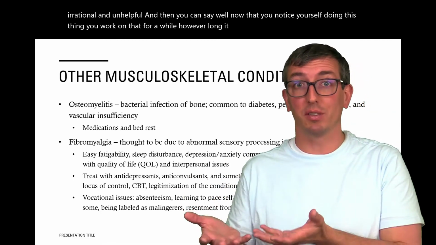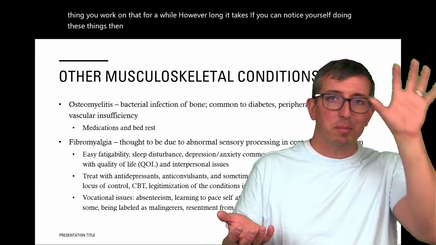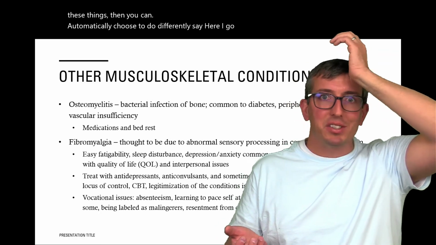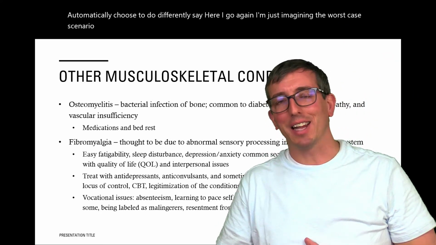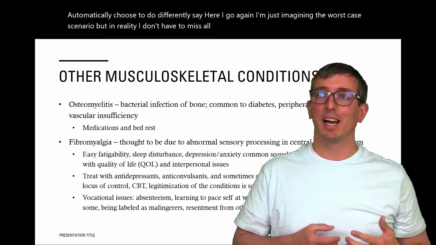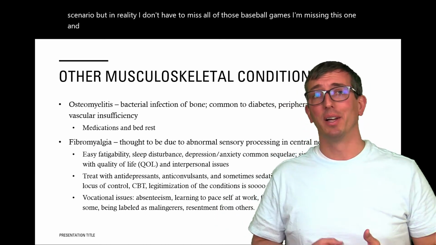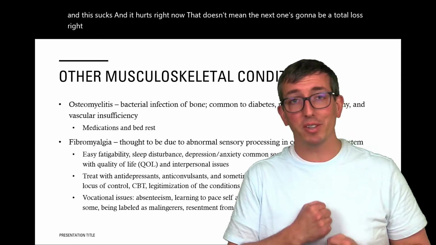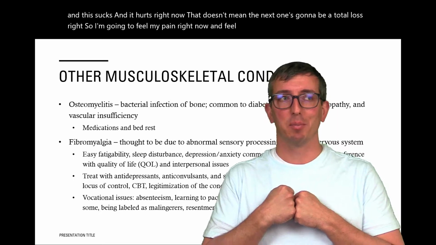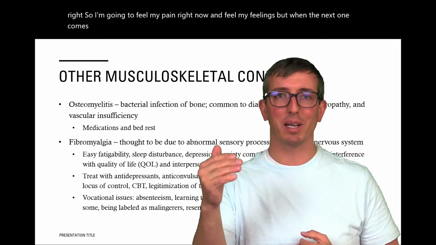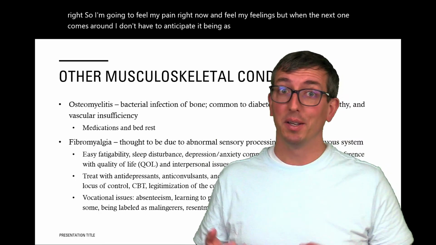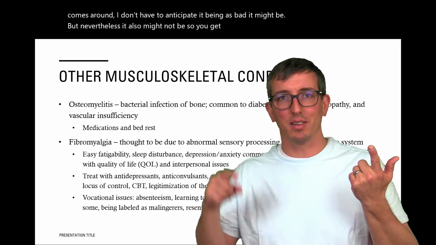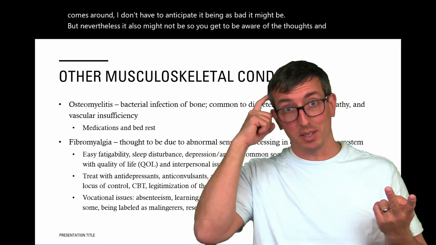If you can notice yourself doing these things, then you can automatically choose to do differently. Say, oh, here I go again. I'm just imagining the worst case scenario, but in reality, I don't have to miss all of those baseball games. I'm missing this one, and this sucks and it hurts right now, but it doesn't mean the next one's going to be a total loss, right? So I'm going to feel my pain right now and feel my feelings, but when the next one comes around, I don't have to anticipate it being as bad. It might be, but nevertheless, it also might not be. So, you get to be aware of the thoughts and then choose different ones, right?